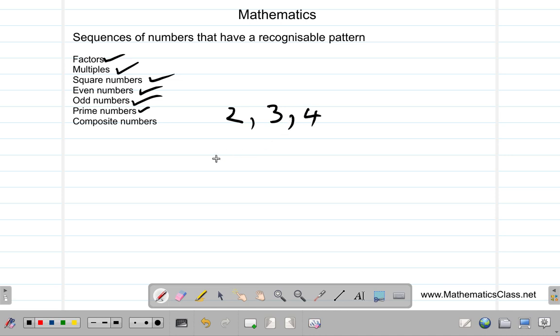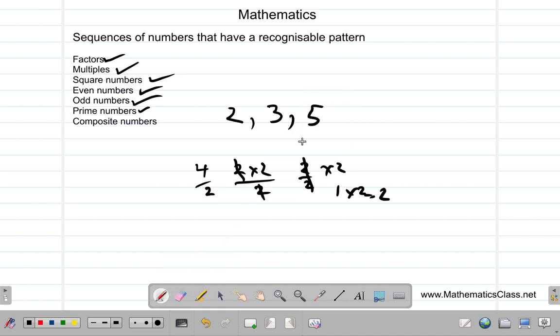About 4. Let me see. 2 can go into 4, because 2 times 2 over 2, the 2s cancel. 2 over 2 is 1, and 1 times 2 gives you 2. So 2 can go into 4, so 4 is not a prime number. Forget that.